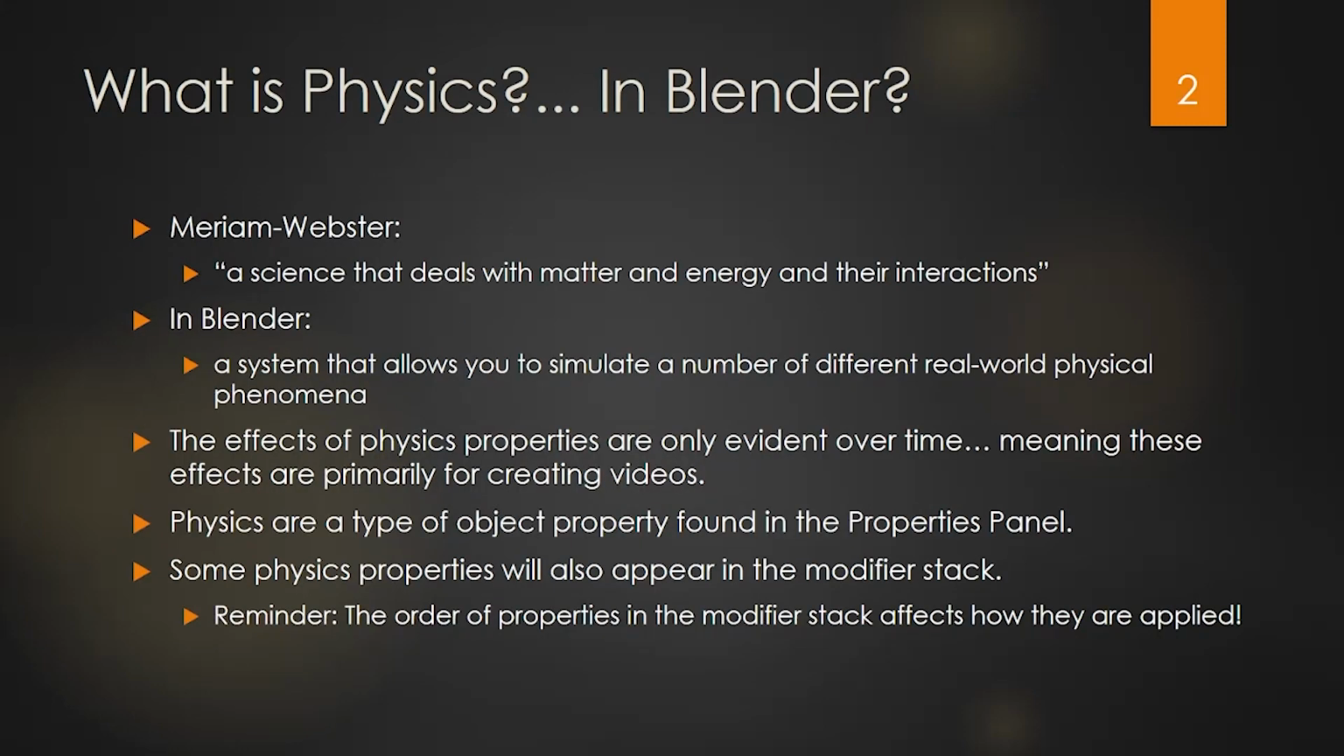Before we get started, what is physics and why are we implementing them in Blender? Well, the dictionary describes physics as a science that deals with matter and energy and their interactions, while the Blender docs describe physics as a system that allows you to simulate a number of different real-world physical phenomena. Basically, instead of manually animating our objects, we're going to add some physics properties to our objects and let the Blender physics engine do the work for us.